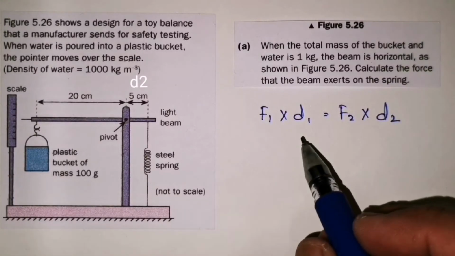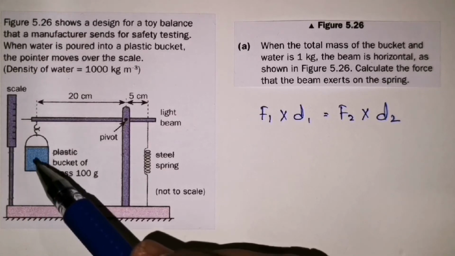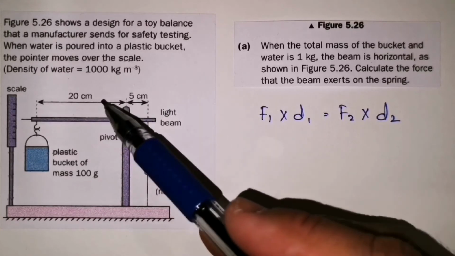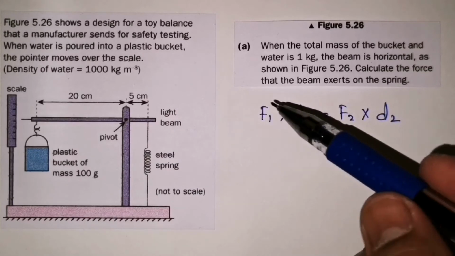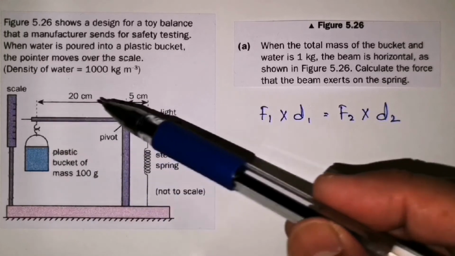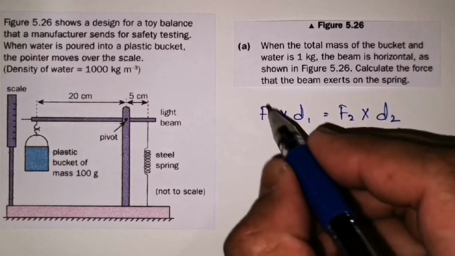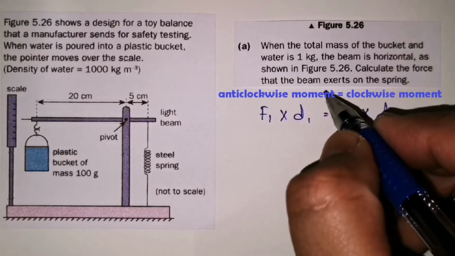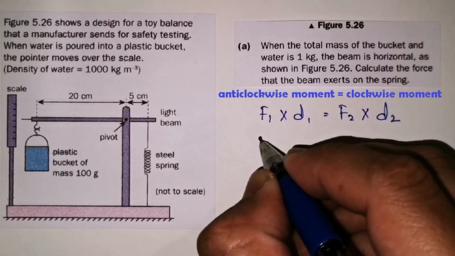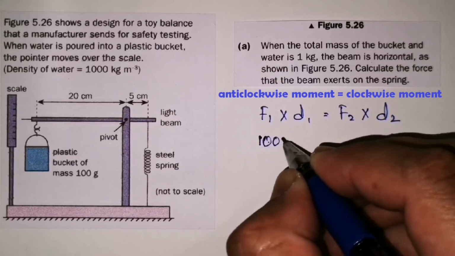Bear in mind the force is the downward force, you need to change it into Newton. The distance you can leave in centimeter because both units are in centimeter. But be careful with the distance. The distance is always from the force to the pivot. So the anti-clockwise moment is equal to the clockwise moment. The total mass is 1 kilogram, change it into force, times 10, is 10 Newton.